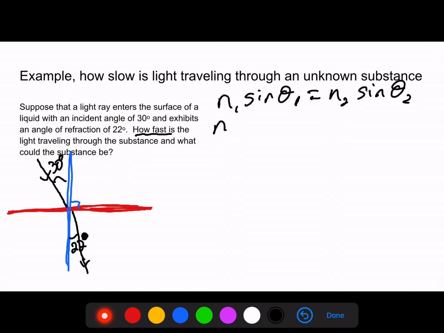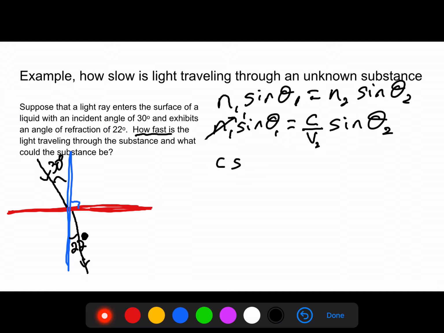So we can replace n2 with c over v2. I wrote it right, said it wrong. Okay, and with n1 being air, we can make this a little bit simpler and just take n1 to be equal to 1. Then we can simply solve for the velocity v2 that we're looking for.